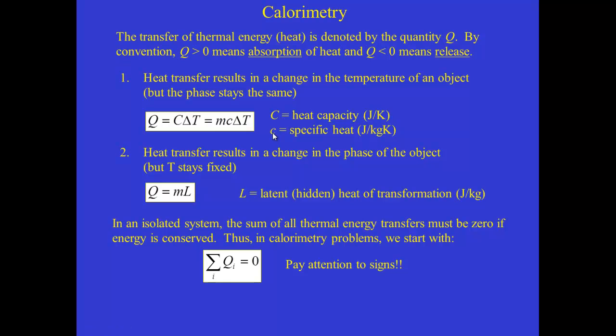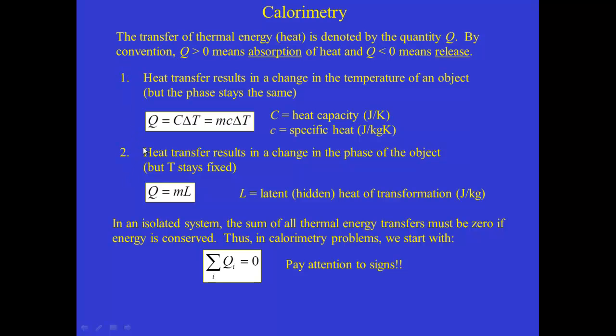So if I have a piece of aluminum, lowercase c, which we call the specific heat, is related to uppercase C by being uppercase C divided by the mass of the object. The so-called specific heat is the heat capacity per unit mass, and you can see that with the equations. So what we will most often use is to write down Q as the mass times the specific heat times the change in temperature. That is the equation we use when heat transfer causes a change in temperature.